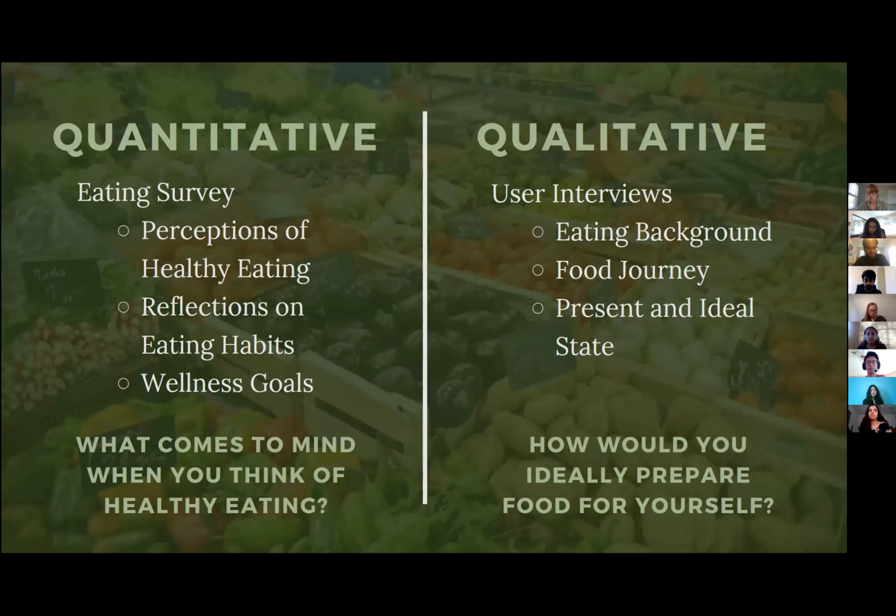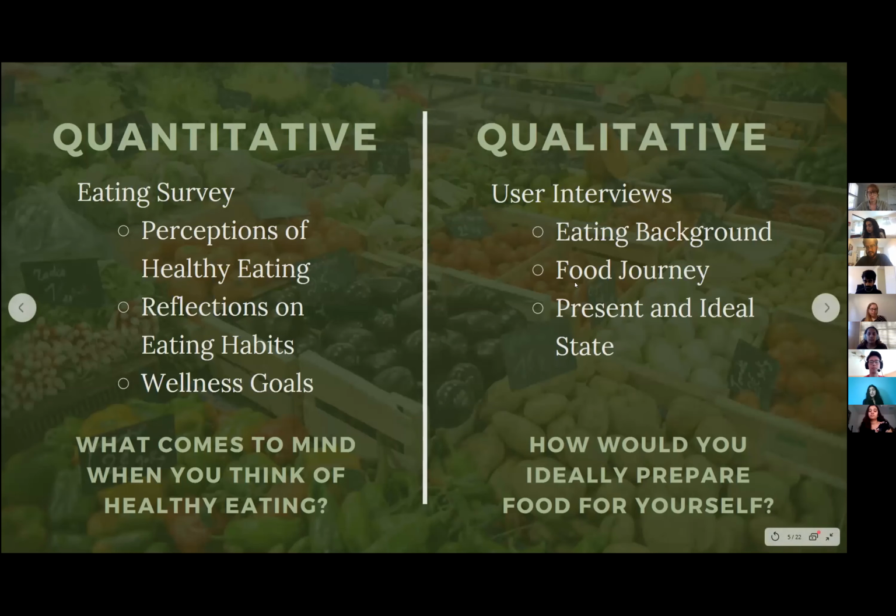This is our quantitative versus our qualitative data. Under our quantitative data, we created an eating survey that went over the perceptions of healthy eating, the reflections of eating habits, and people's wellness goals. And the main goal that we were trying to get from our quantitative data was what comes to mind when you think of healthy eating.